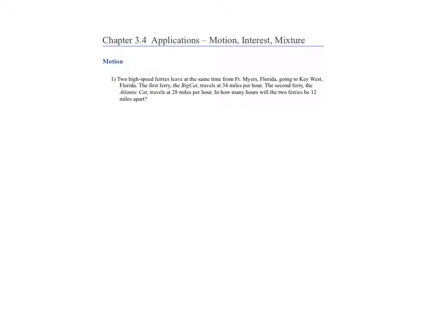Let's now take a look at the first word problem in the packet. Pause the video and take a few minutes to read the problem. You could guess and check and figure this problem out, but as I have said all semester, we will introduce a variable with a let statement and use an algebraic equation to solve and not have to guess. These motion problems we are going to set up with a chart.